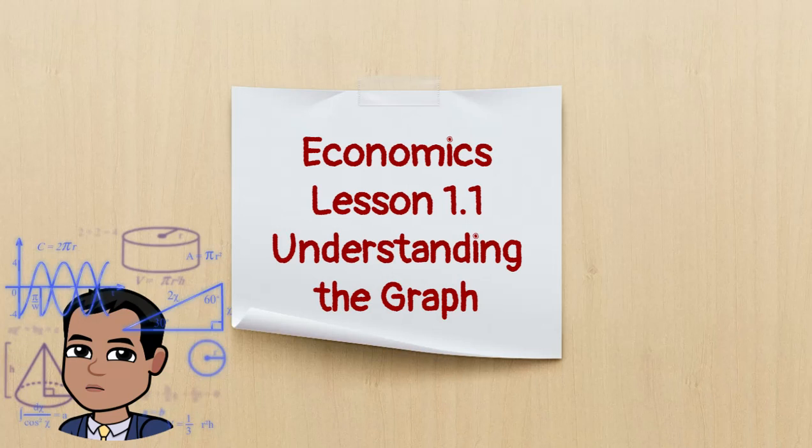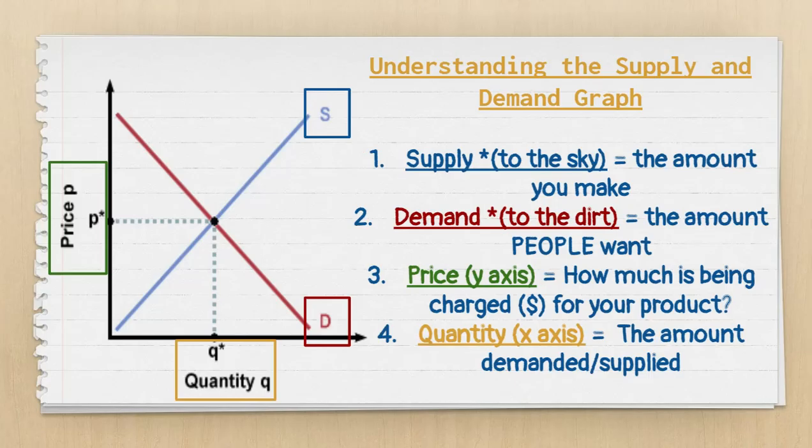Today we are going to be starting with lesson 1.1, Understanding the Graph. By understanding the graph, what I mean is when you are in an economics class, more often than not, you're going to see graphs that look like this. This is a very basic graph. It has the very basic parts of graphs you will see. We will be adding more and more to these graphs as we progress through this unit. However, these are the main things you need to look at in every graph you see in economics.